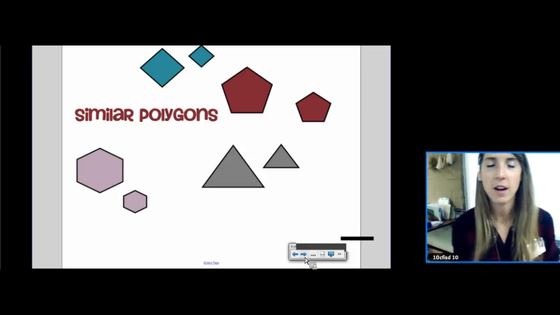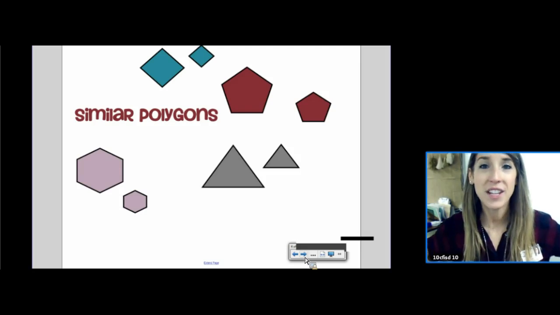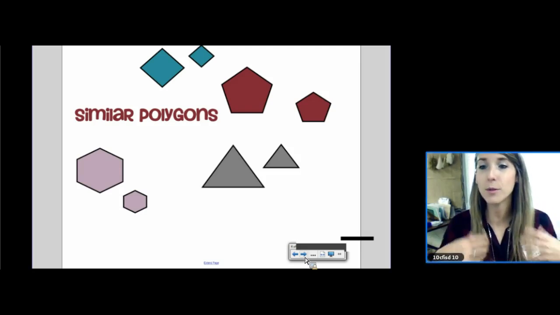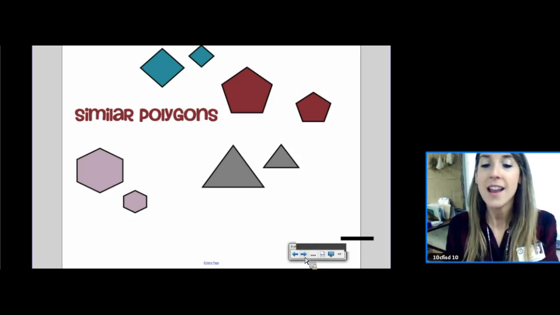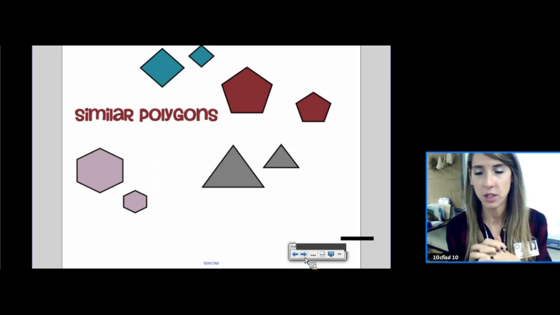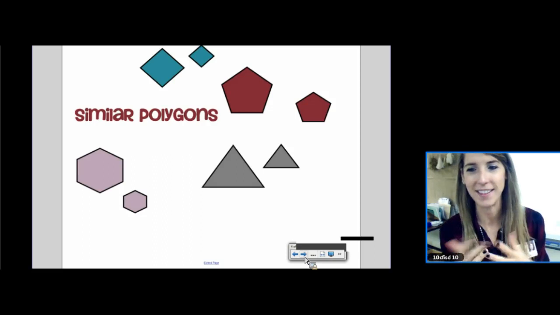Get out your notes, we are learning about similar polygons today. So we just finished a unit called congruent polygons, congruent figures, congruent triangles. Now we're going to move on to similar polygons, similar triangles. So let's talk about how they're similar and different, right?